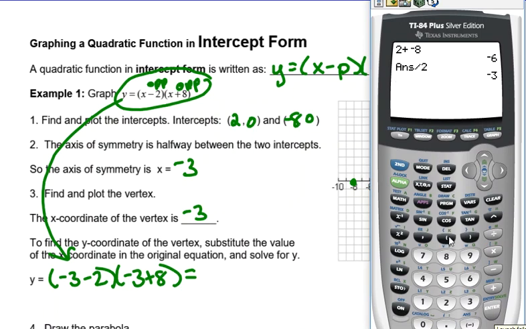Oops, I need parentheses. -3 minus 2, and -3 plus 8. What'd you guys get? I got a really weird number.